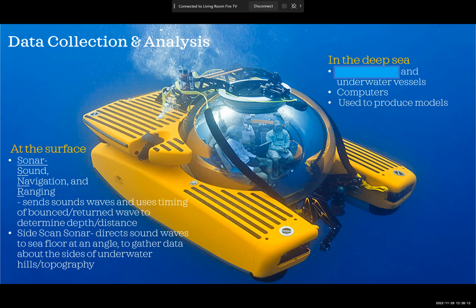And then the side scan is at an angle. So now you can see the sides of underwater features. Yeah, angled sonar, it's side scan sonar. Okay, so that tells you what's on the actual sides of things.